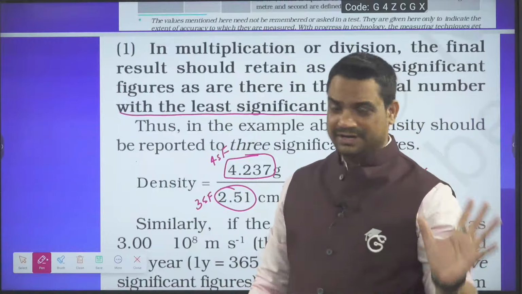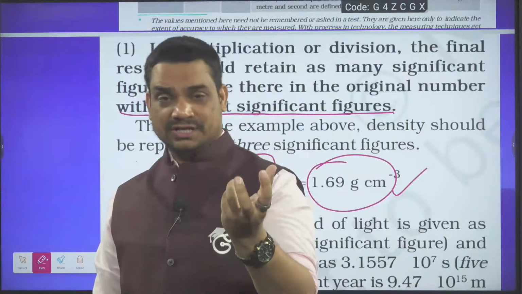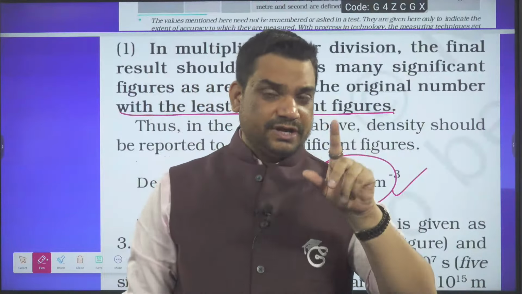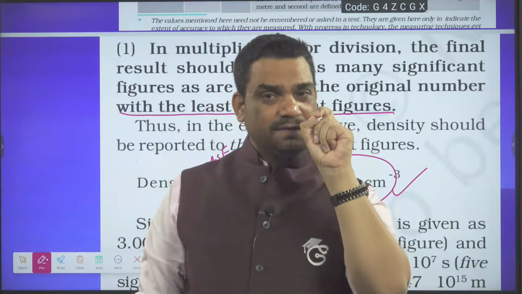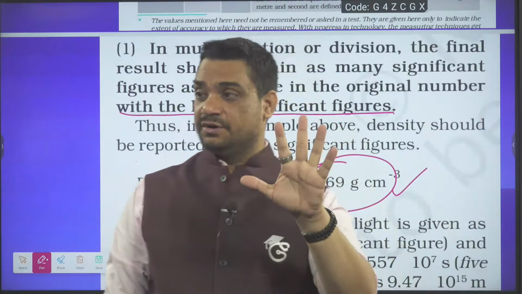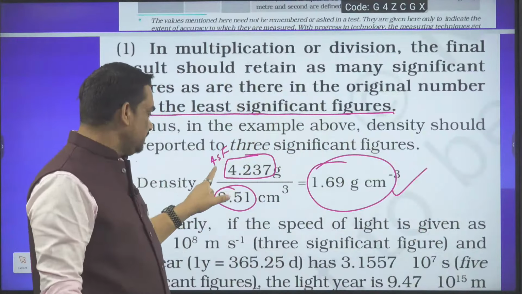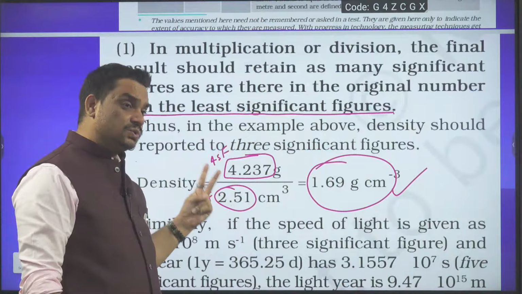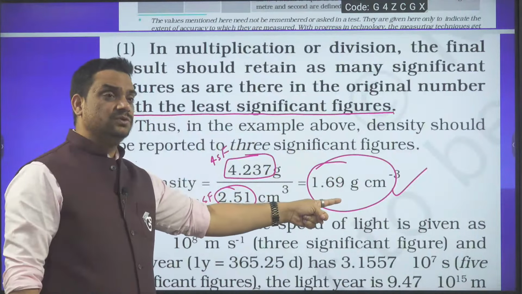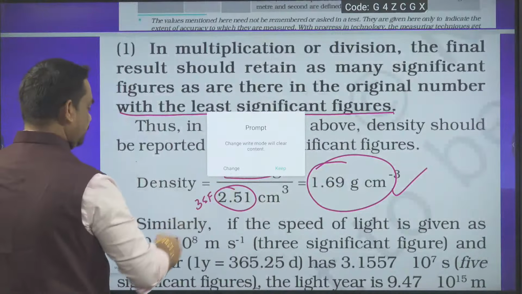Mostly you don't have to divide. They are not checking your calculation skills. So remember, whenever multiplication or division is there, we need to consider the least number of significant figures, not the decimal places. Decimal places we'll talk about later on. Here 4 significant, here 3 significant, answer 3 significant figures. If any number has 2 significant figures, the answer will go up to 2 significant figures.